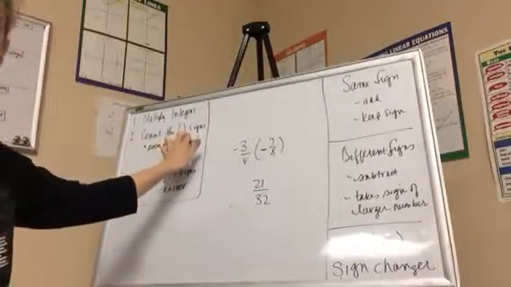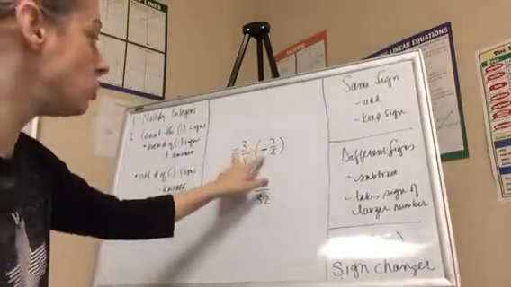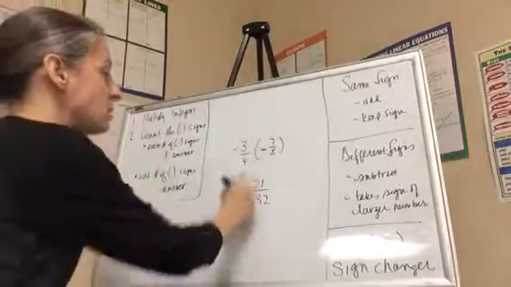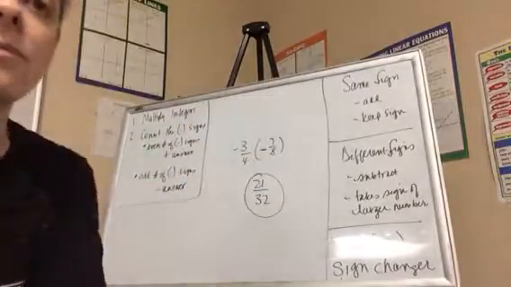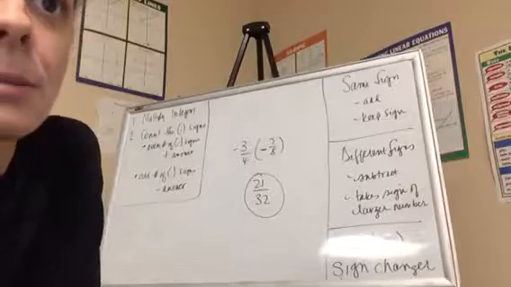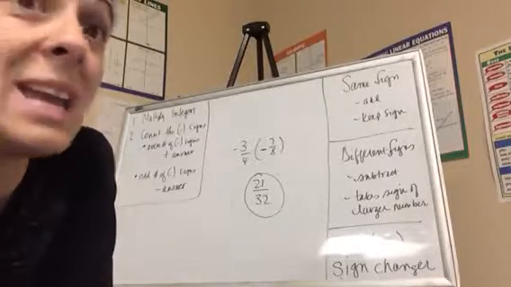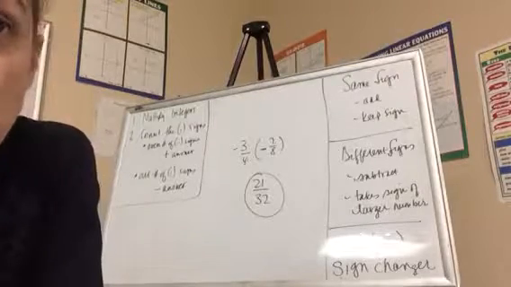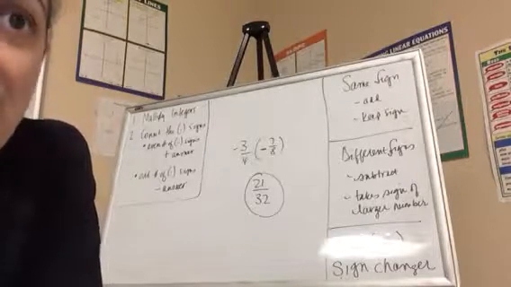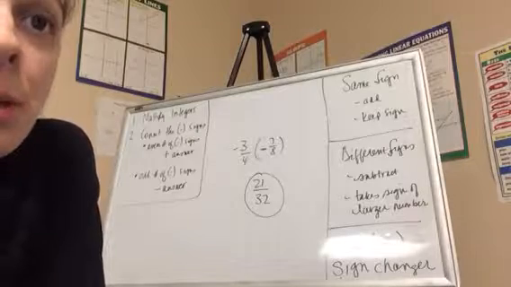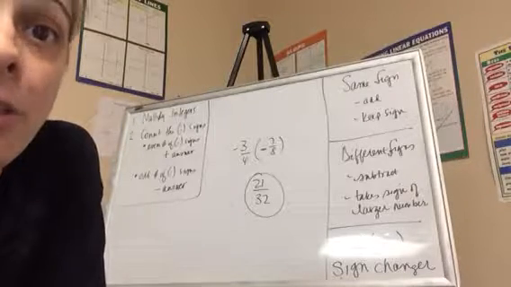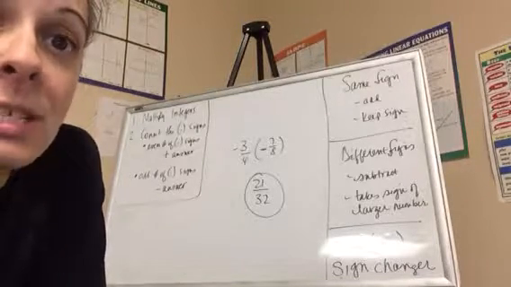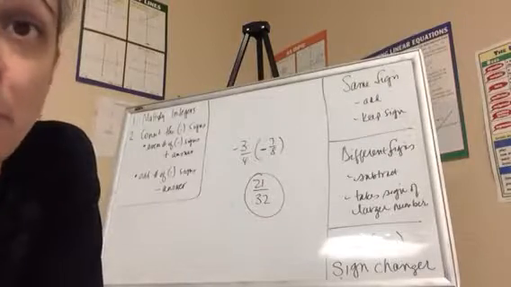Go back to your problem and count your negative signs. 2 negatives, that's a positive answer because I have an even number of negative signs. It would work the same way if I was dealing with mixed numbers. Doesn't matter. It's still the same rules. Now, the other thing that shows up in this lesson is unit multipliers.